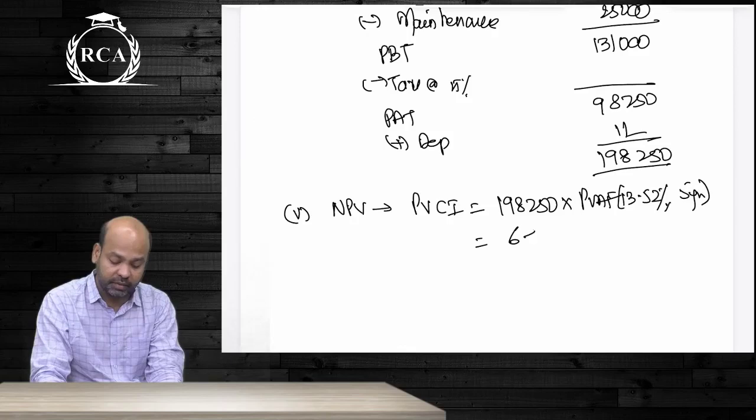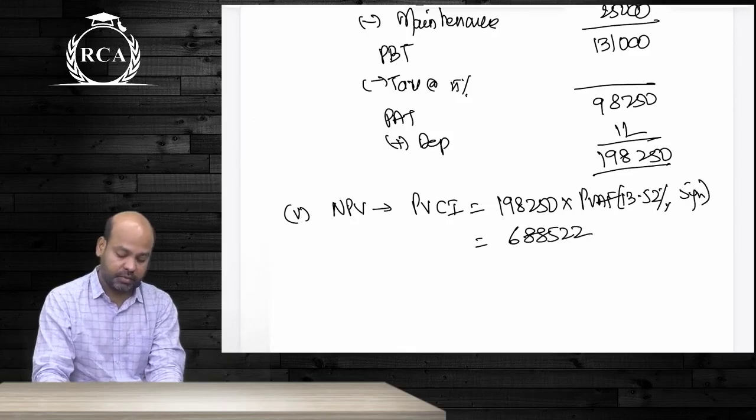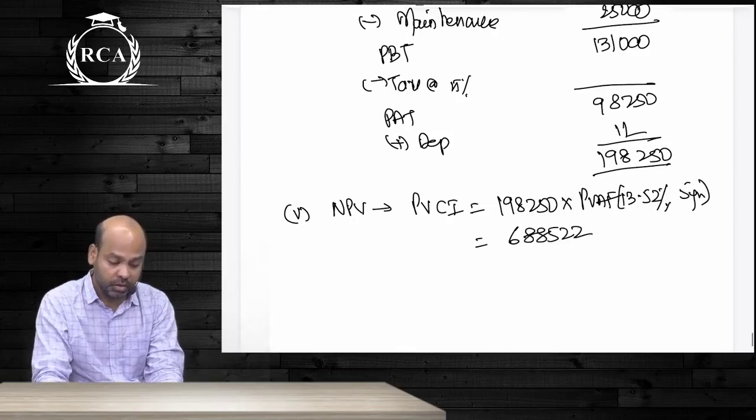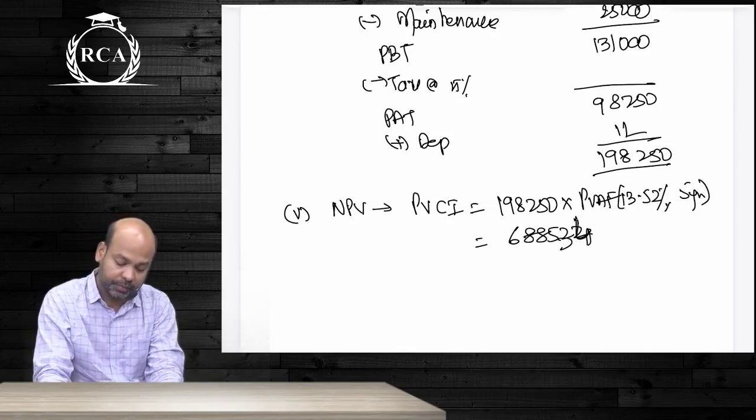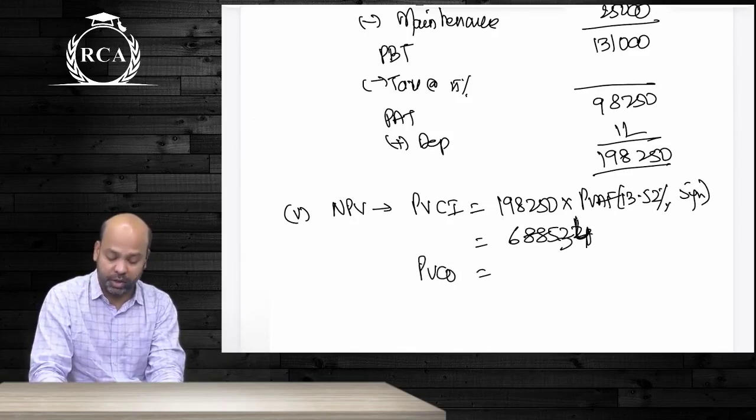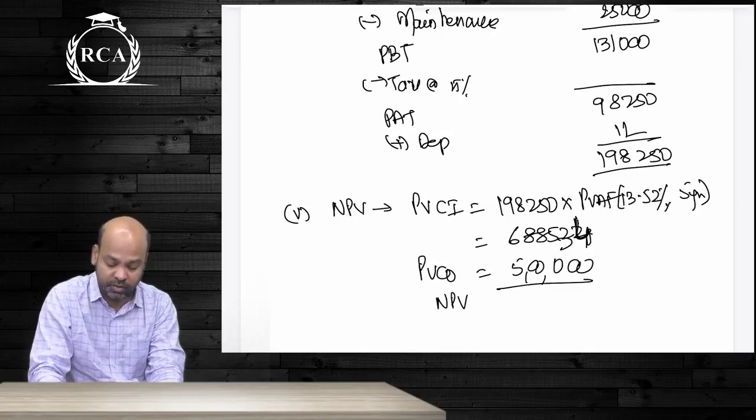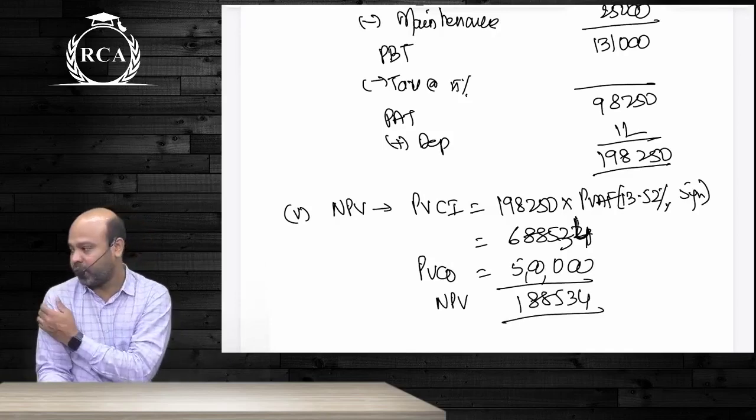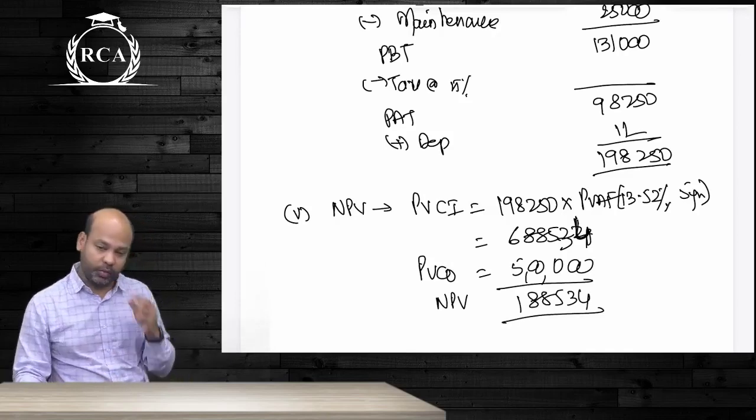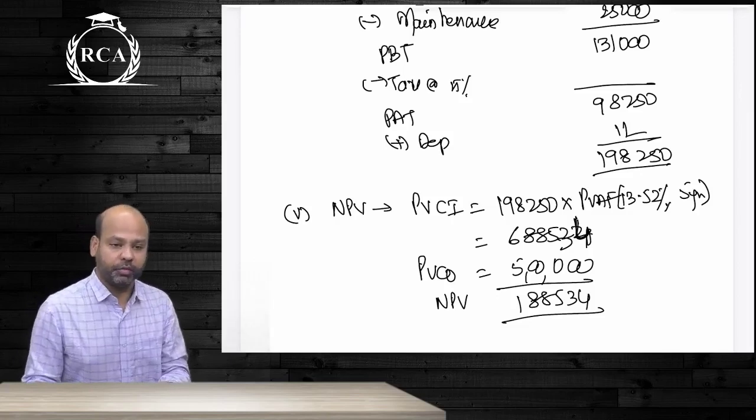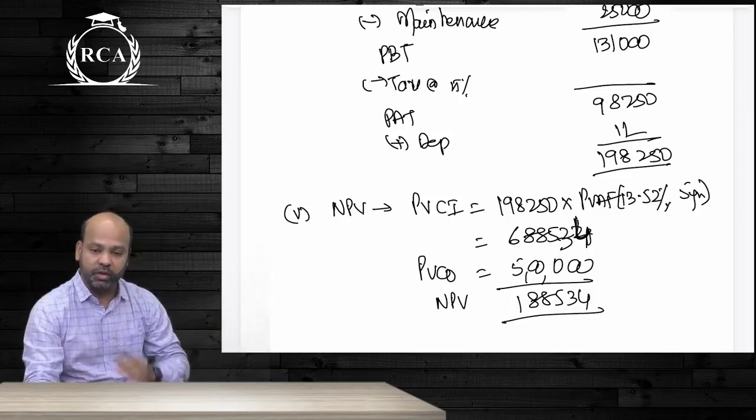कितना है ये? 6 lakhs 522, 534. This you will compare with the amount of initial investment, which is 5 lakh rupees, and you're going to get NPV, which is 1,88,534 rupees, or approximately 1,88,522. That will be the amount of NPV. Did we all get the answers, guys?